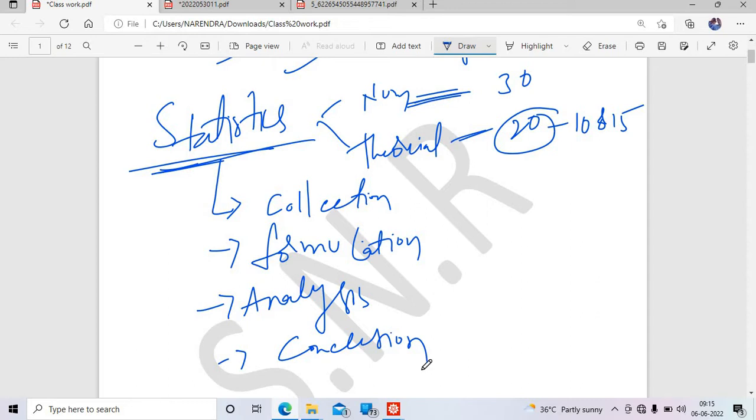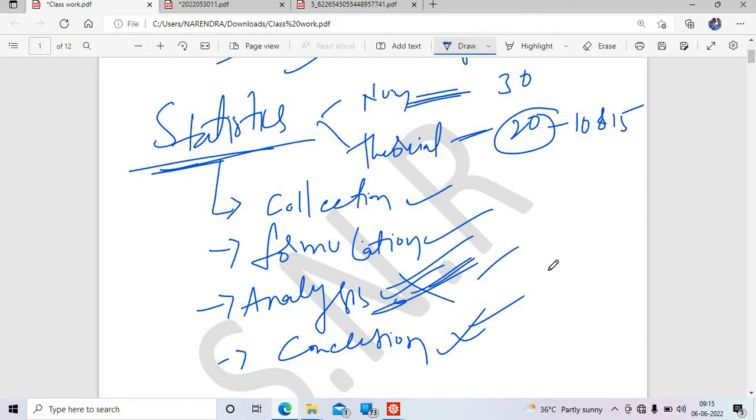So the first step is collection of data, the second is formulation of data, the third is analysis, meaning which test you need to apply to the given data. There are n number of tests available, like chi-square, t-test, F-test, regression, correlation, Spearman, anything based on the data. After applying the test, you need to conclude whether it is acceptable or rejectable, and how much. Everything comes under statistics. So this is a brief about statistics.